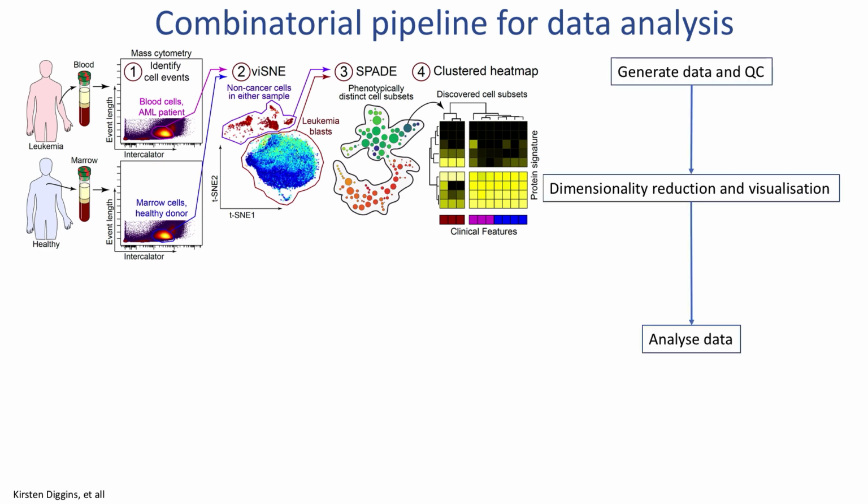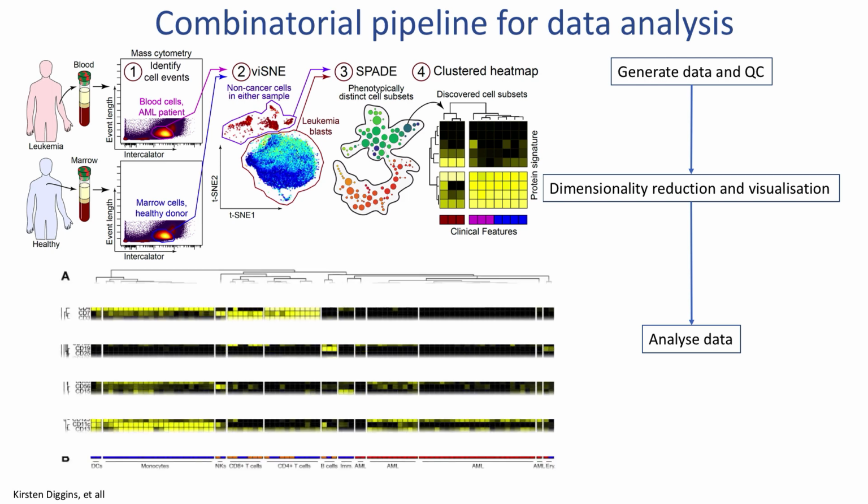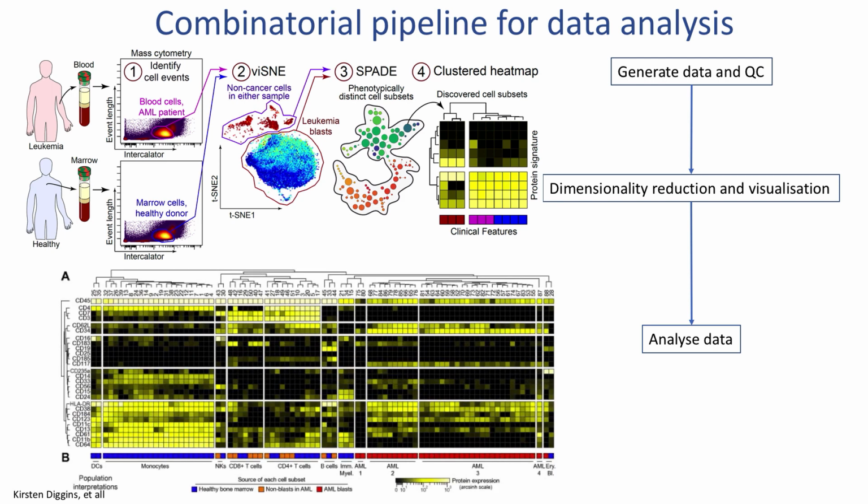Basically, you generate your data, do quality control, dimension reduction and visualization, and then analyze the data. This is an example published by Jonathan, where you can identify different subpopulations of a type of myeloid malignancy, which is acute myeloid leukemia. You can see the malignant cells, immune cells, and what they express, etc.